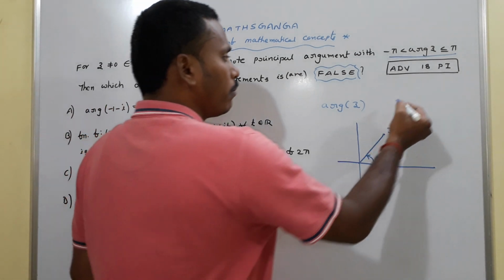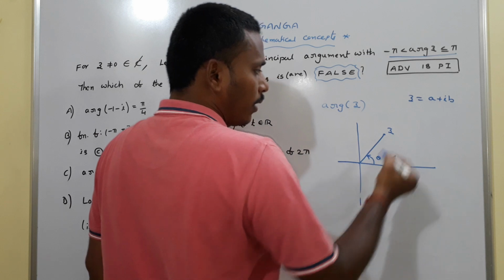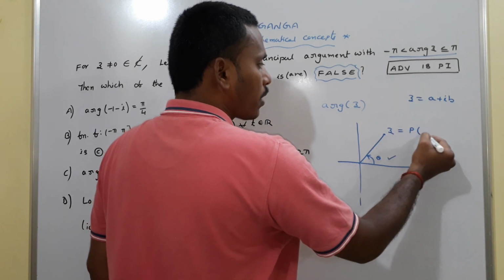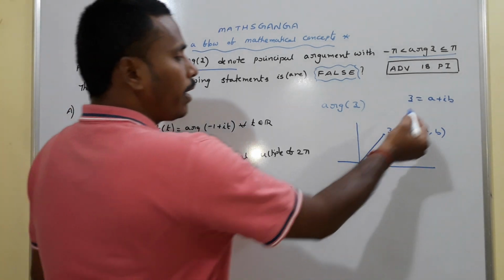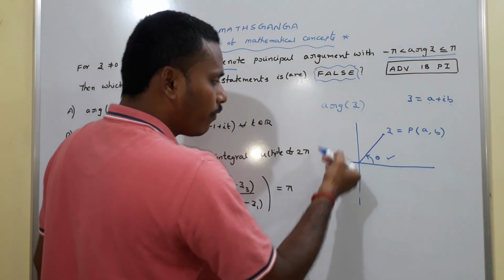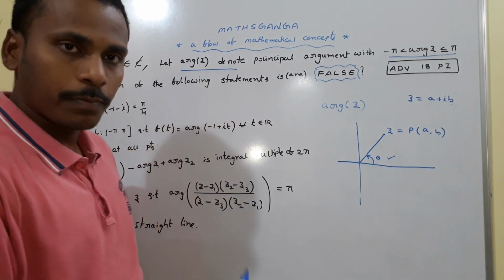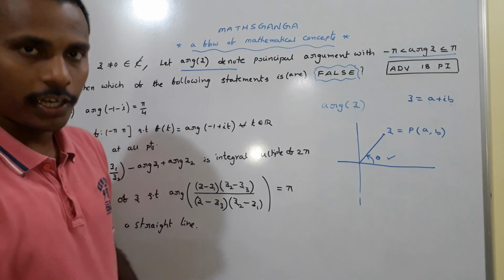See, if the complex number Z is some a plus ib, then the point corresponding to the complex number is some point (a, b). And depending on the values of a and b, we can locate the point in different quadrants, and as per the quadrant, the angle will change in the anti-clockwise direction.